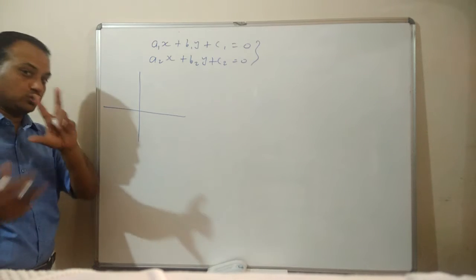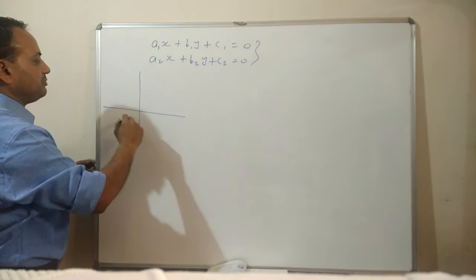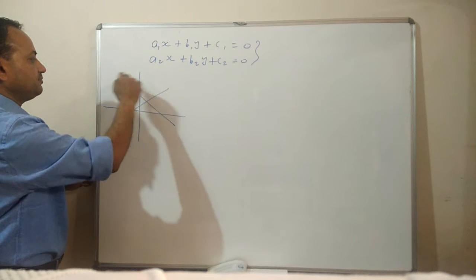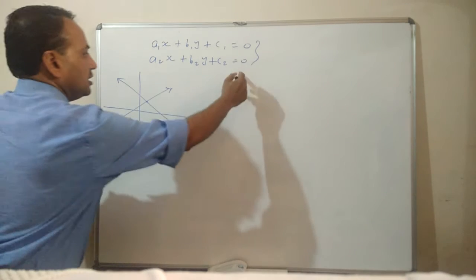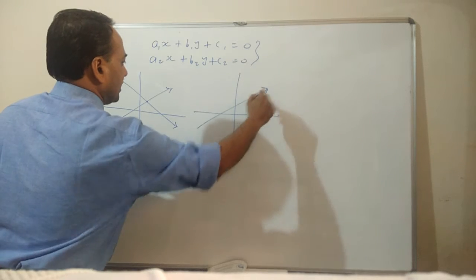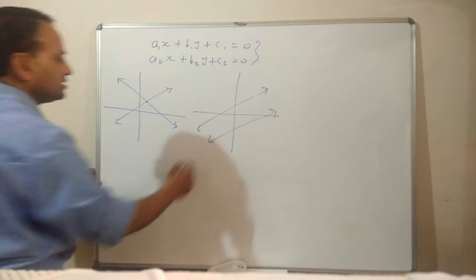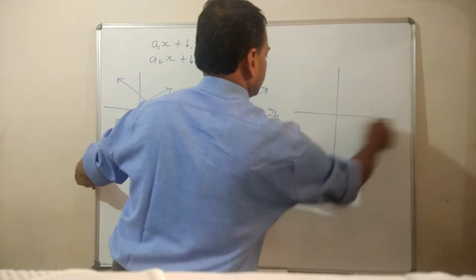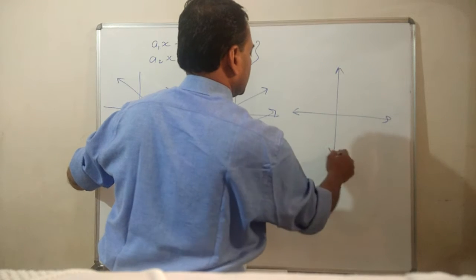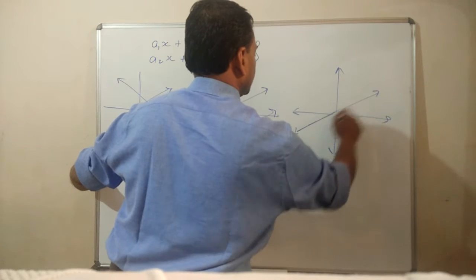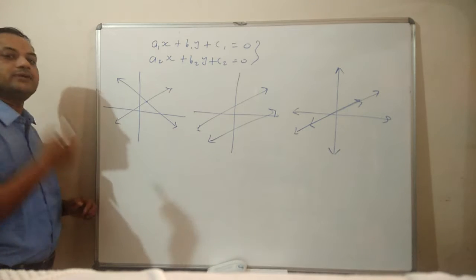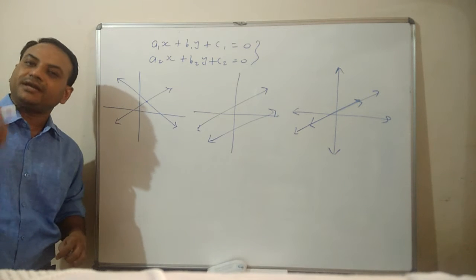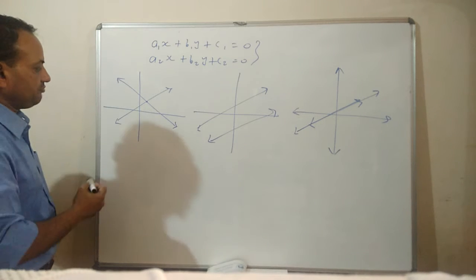In the graphical representation, maybe the lines will be intersecting each other at a point, that is called the intersection point, and that will be the solution. Or maybe the lines will be parallel. We discussed this condition already in the last video. And then the third condition, the lines will coincide with each other. This is the graphical way to represent a pair of linear equations on a piece of paper.